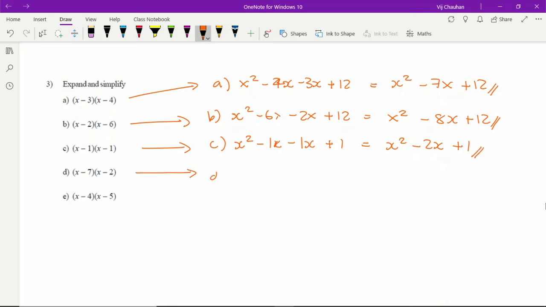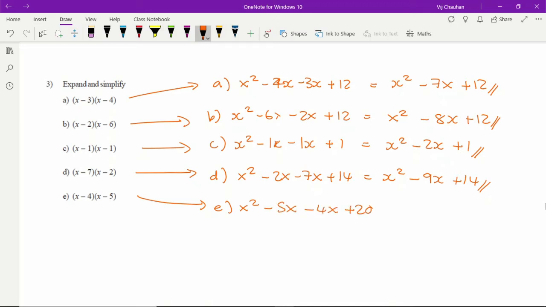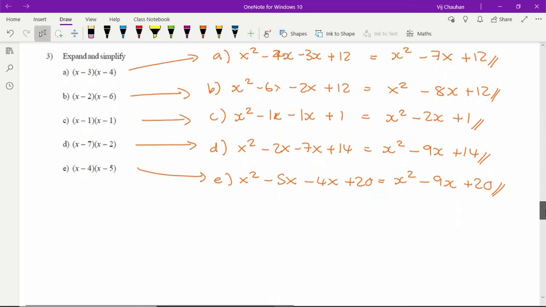For D, we've got x squared minus 2x minus 7x plus 14, so that gives me x squared minus 9x plus 14. And for the last one here, for E, we've got x squared minus 5x minus 4x plus 20, which gives me x squared minus 9x plus 20. And there is our final answer. So again, depending on which method you use, loops or the grid method, you should have the middle column written down, and then your final answers where you've combined or collected the like terms of x.